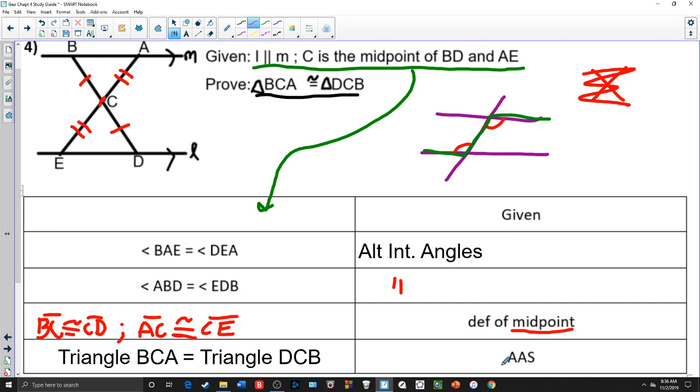And then the last reason is given to us, AAS. If you didn't see that, let me mark my angles again here. So we have those two angles congruent, and we have these two angles congruent.